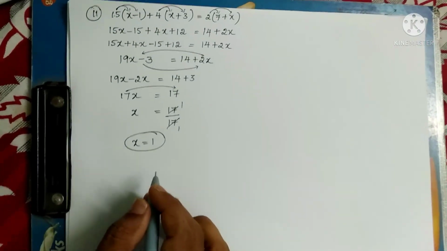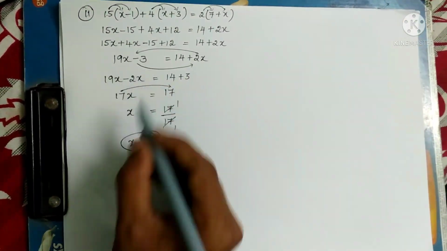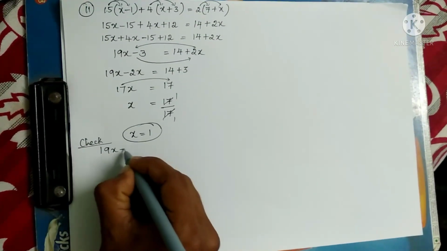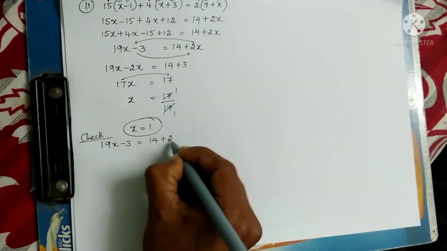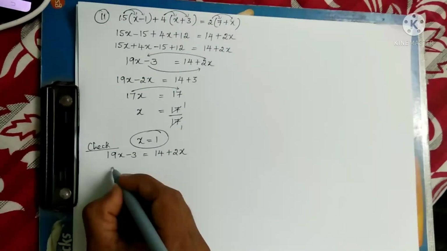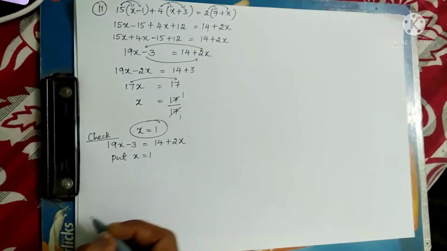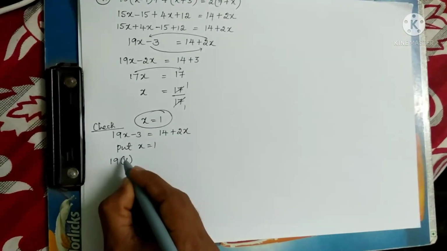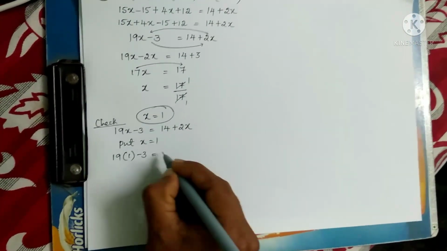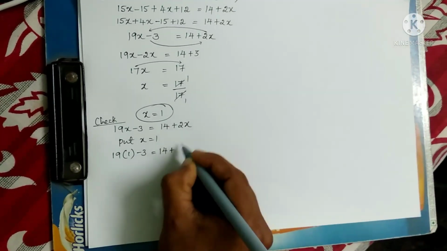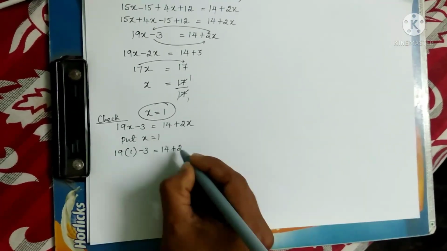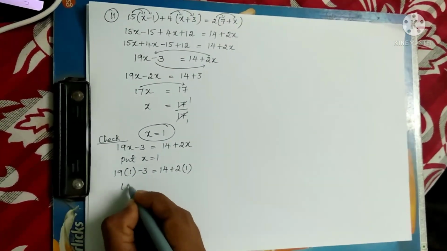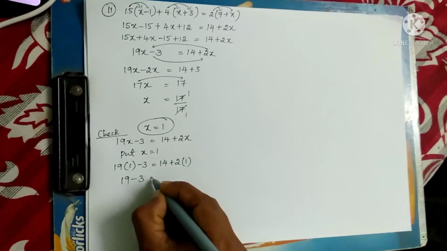So let us check whether it satisfies the equation or not. Take this equation and check. So 19x minus 3 is equal to 14 plus 2x. So what is the value of x? Put x is equal to 1. 19 into 1, because I am substituting the value of x as 1, minus 3 is equal to 14 plus 2x. What is the value of x? 1. 2 into 1.